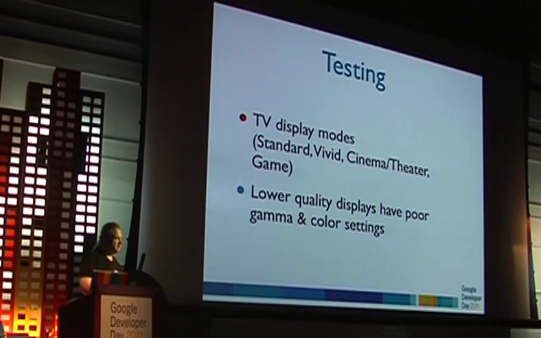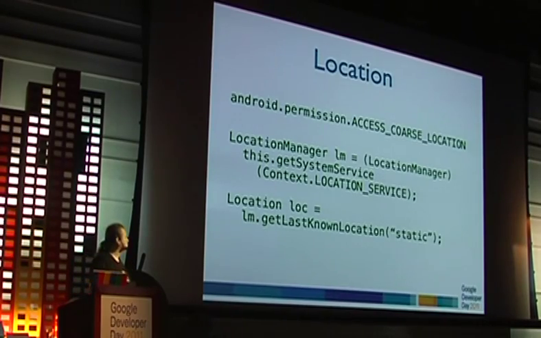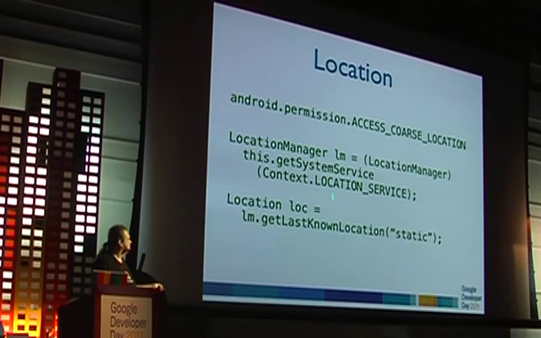When you test, use standard, vivid, cinema, theater, and games modes. All of these modes have different effects on the visual quality of the image, and testing for it will tell you what your user is going to see. Also test with lower quality displays if you can. They have poor gamma and color settings, so the range won't be the same. If you want location, you can get it on a Google TV to the area of about a postal code. This is how you do it.